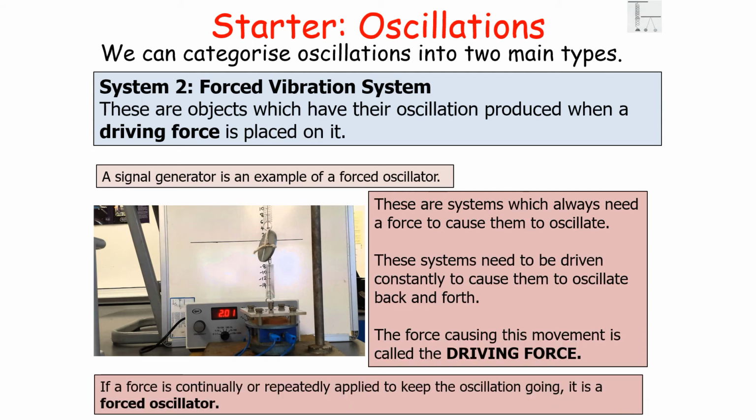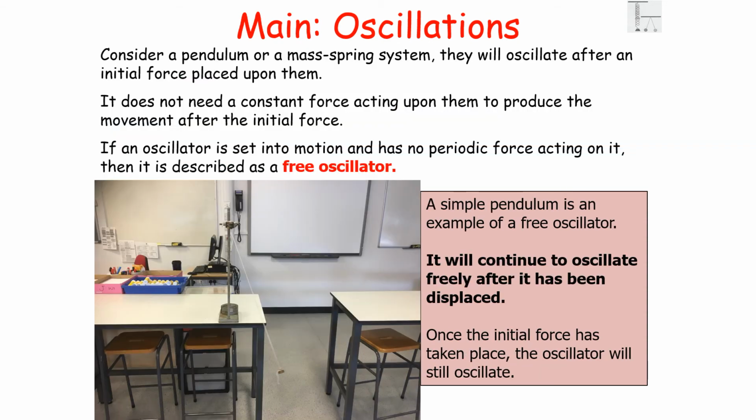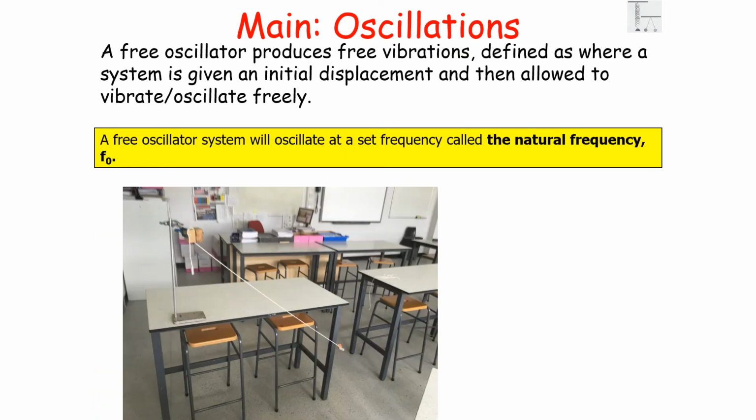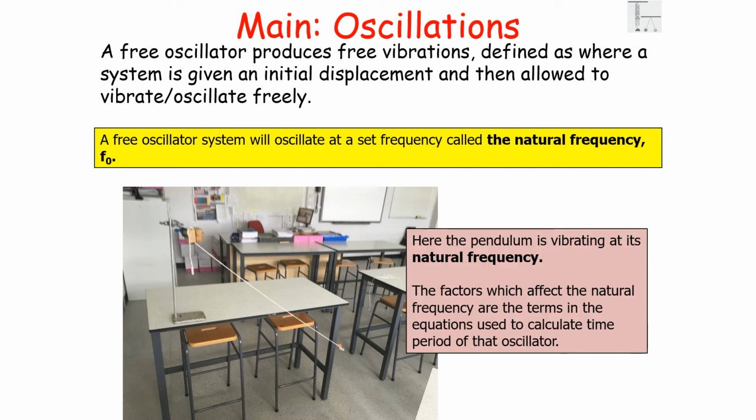So if it's continually or repeatedly applied to keep the oscillation going, we have a forced oscillator due to the periodic driving force. A simple pendulum is an example of a free oscillator, as it will continue to oscillate freely after it has been displaced. Once the initial force has occurred, the oscillator will still oscillate. A free oscillator will oscillate at a set frequency called the natural frequency. So here the pendulum is vibrating at its natural frequency.